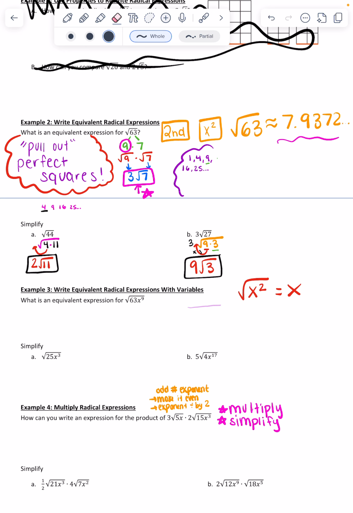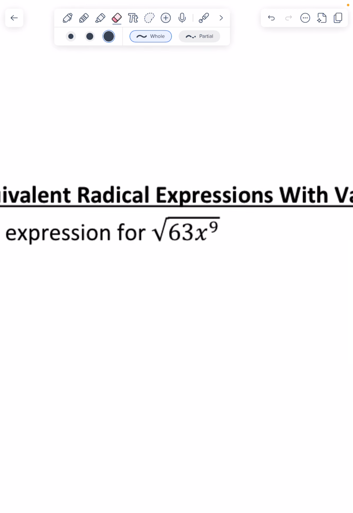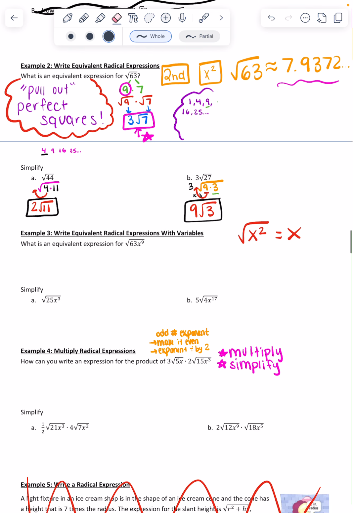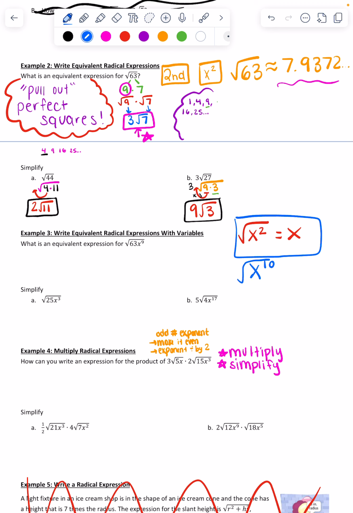All right, let's check out example 3, where now we have some variables. How are we going to deal with that? Here's our rule of thumb. I want you to go ahead and write down this rule right next to example 3. This is our rule for variables. Every 2 x's that we have, we can take the square root of to get 1x. So for example, if we have x to the 10 and we need to take the square root of that, we could take out 5 x's. So essentially we're taking the even exponent and we're dividing it by 2.